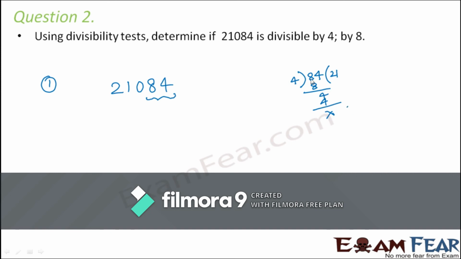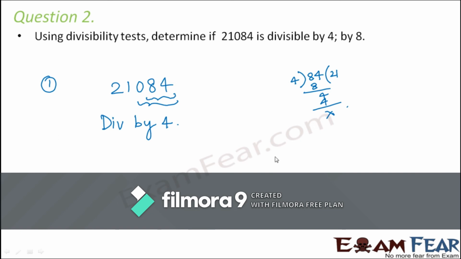So we get a remainder 0, so that means the last two digits are divisible by 4. Therefore we say that this number is divisible by 4. What about 8? To check the divisibility of 8, we have to see if the last three digits are divisible by 8 or not.